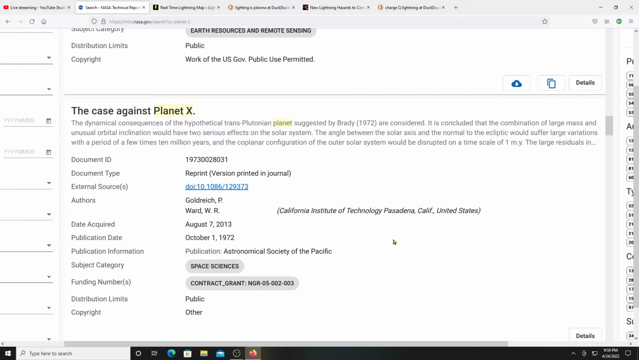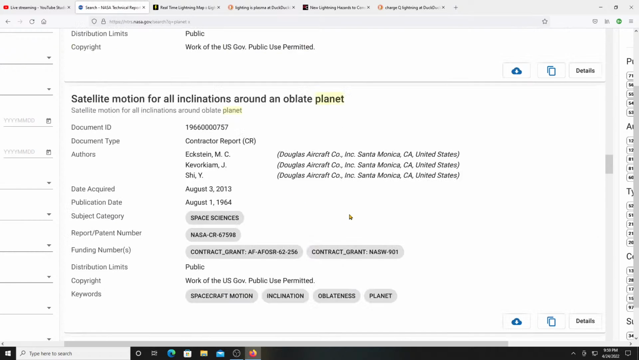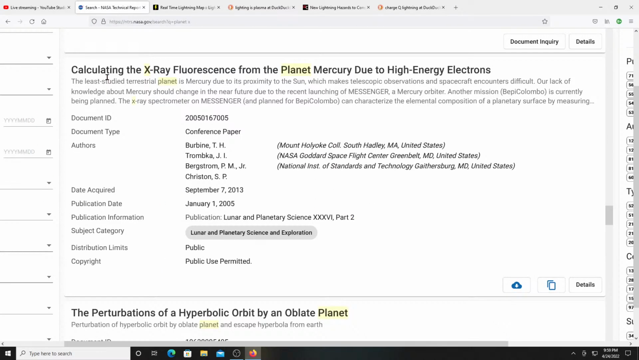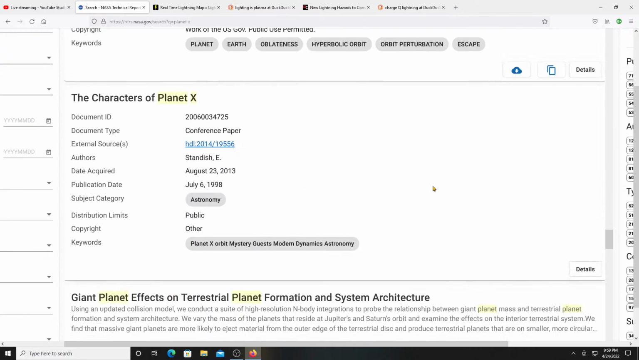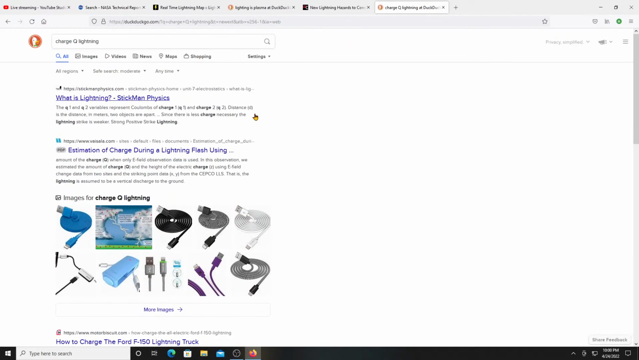So, reprint, you all. Let's see, rotation, geometric, satellite, outer planet. This has all kinds of stuff on it. Calculating X-ray fluorescence, an oblate. Look, the perturbations of a hyperbolic orbit by an oblate planet. Are they talking about, what is an oblate planet, you all? An oblate planet? We're going to have to look up oblate planet.